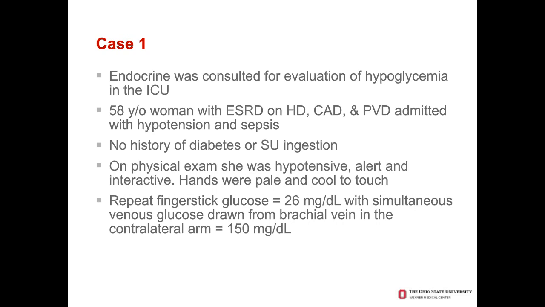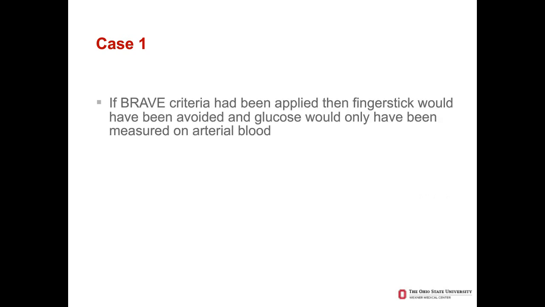But this raised the question of how do we make that decision in the hospital, who makes the decision, and where should we obtain the blood from if we're not able to use the finger stick. So in this case, if the BRAVE criteria had been applied, then the finger stick would have been avoided and glucose would have only been measured on arterial blood.